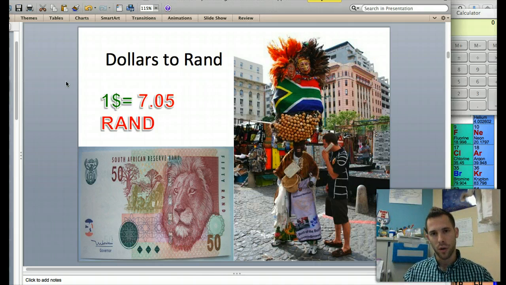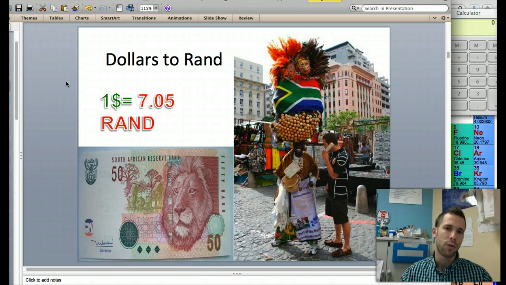The rand, which is the currency of South Africa, operates at about a 7 to 1 ratio, 7.05 rand for every 1 US dollar, which was great for me when I traveled there because my US dollar went a little bit further. But it's hard to convert some of these dollars to rand to dollars, to know exactly how much you're spending at every opportunity. This is a very important skill, especially when your money is how much access you have to things you want in whatever country you're in. So today, we're going to talk about dimensional analysis and changing dollars to rand and rand to dollars.